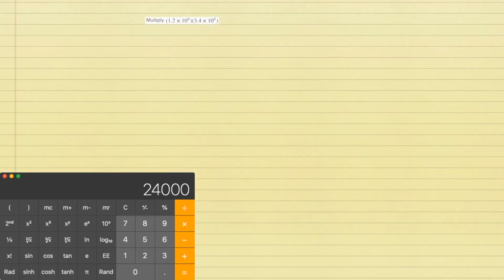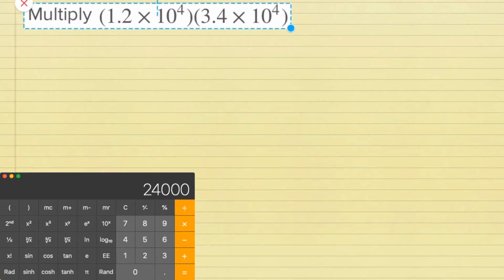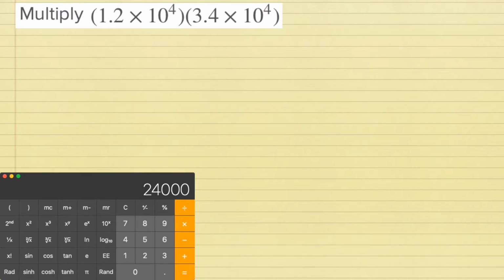Alright, now I got a little small. I'm going to apologize for that. There we go. Okay, we're going to multiply. This is just like what I did earlier with the powers of 10. We're going to take a look at that.